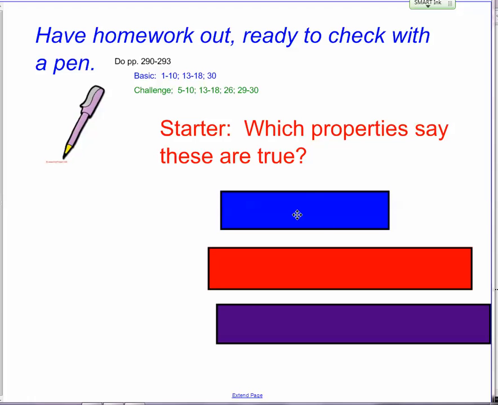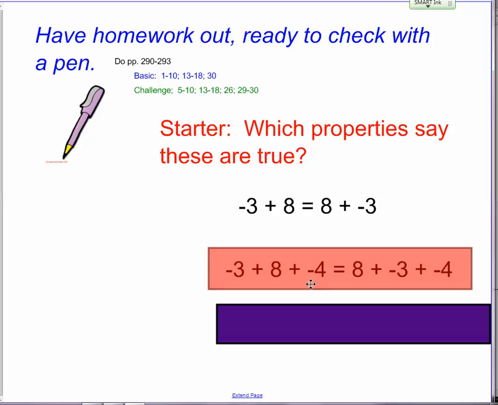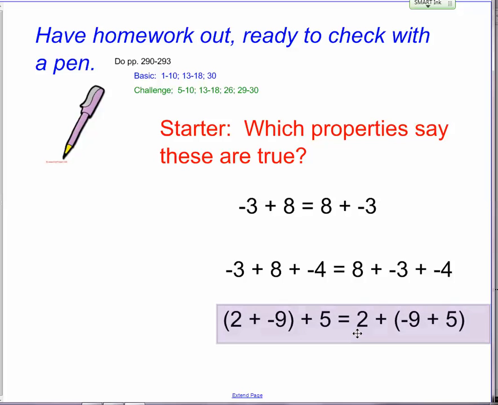So we started off reviewing which property says that this is true. I switched the order, so that's the commutative property. And again, I just switched some order, the commutative property again. And here I did not change the order, but I switched what my -9 is associated with first. I switched the grouping symbol, so this is the associative property of addition.